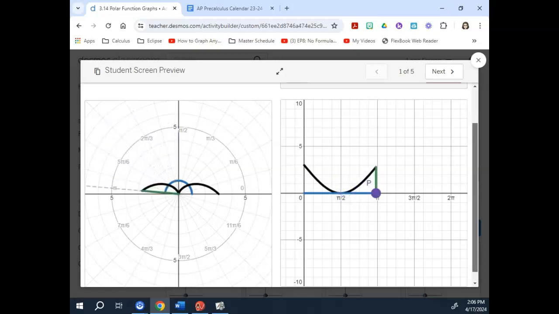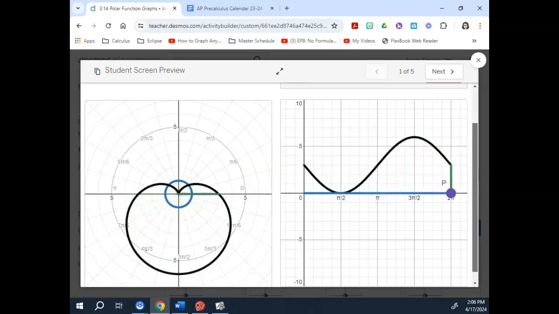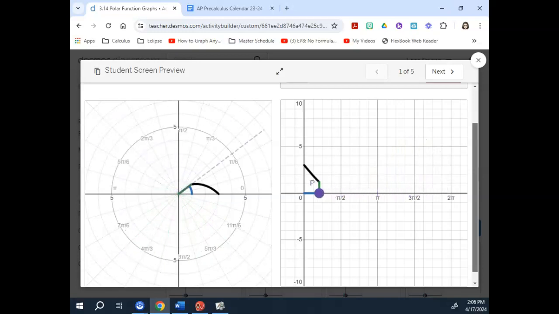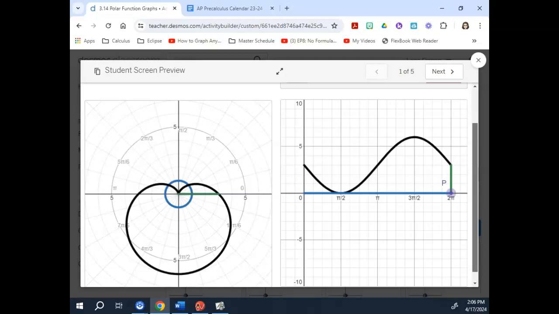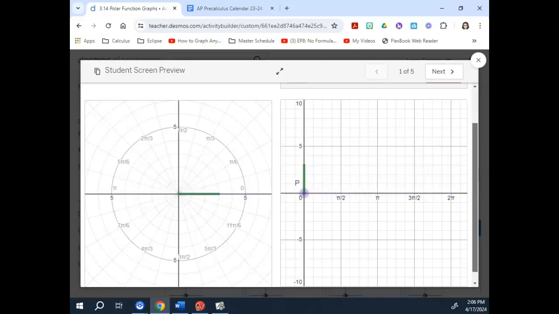Then I'm going to go pi halves to pi. This is symmetric, and so is that. And then I just keep going, and that's how that gets drawn over there. Okay, this is the rectangular version. That is the polar version. Okay? And it looks much better than what I just graphed for you.